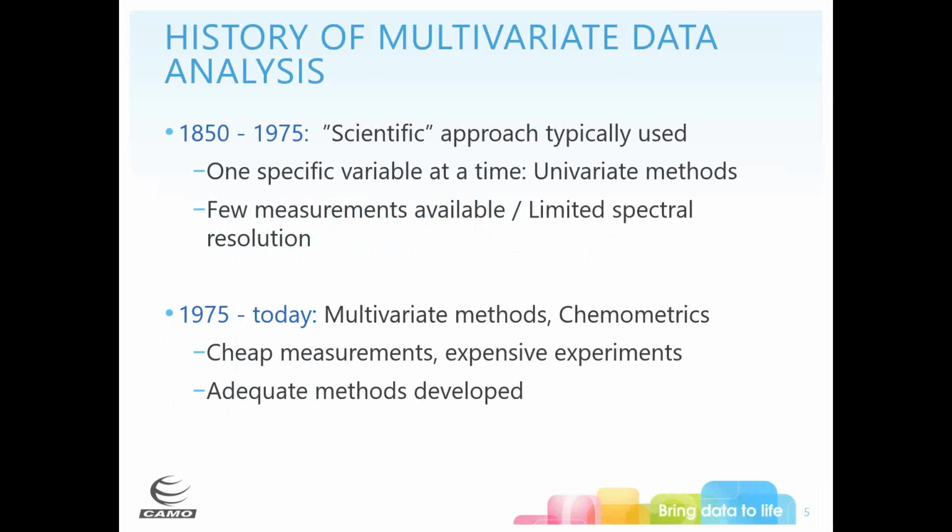Okay, so in about 1975, that's when we started coming up with multivariate methods. Chemometrics came out of that, which is just multivariate statistics applied to chemical problems. At this time, it's very cheap to take measurements, but the experiments themselves might be quite expensive because you need to take many, many samples of things. And we needed adequate methods to handle that kind of data.